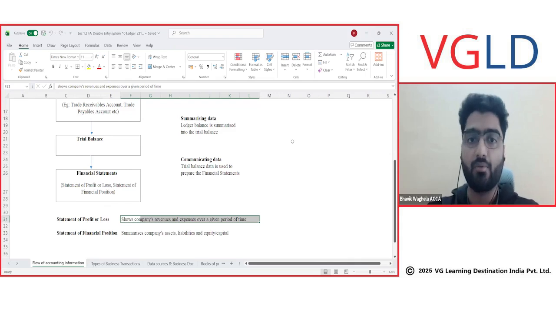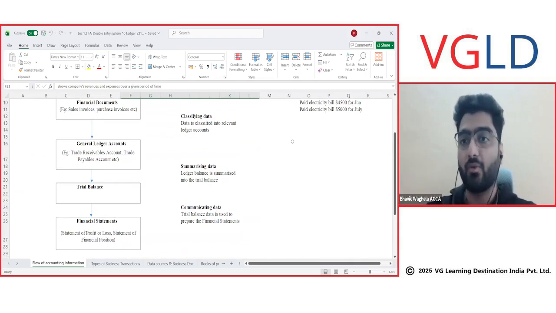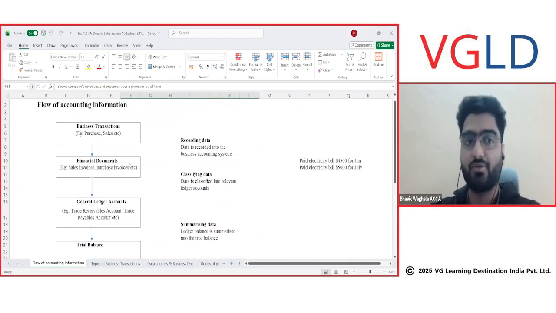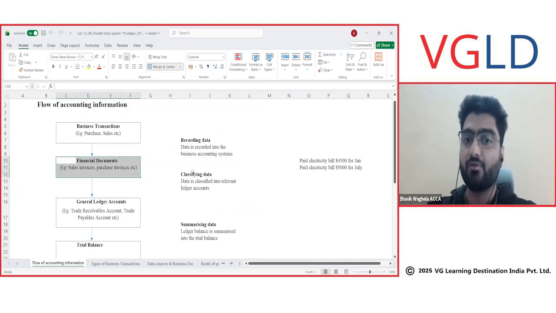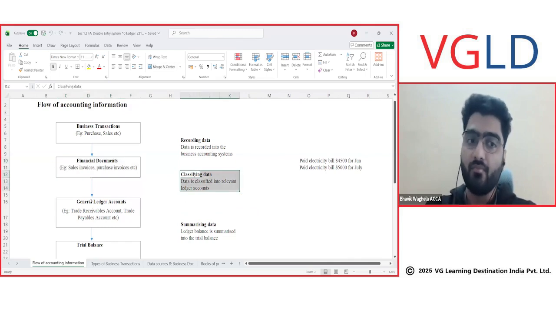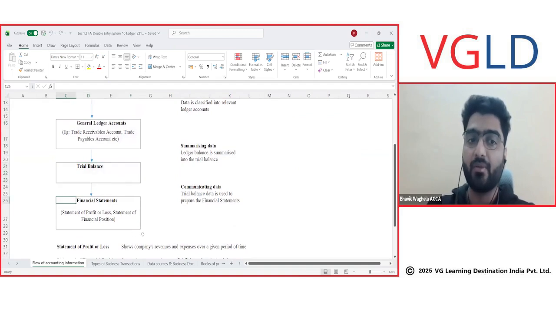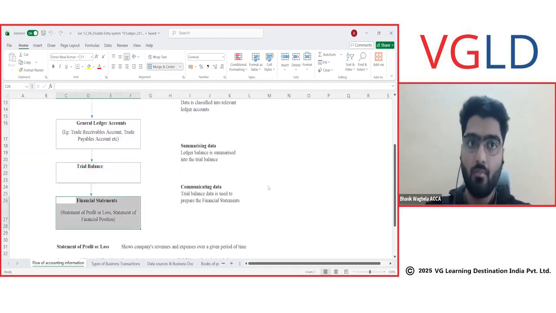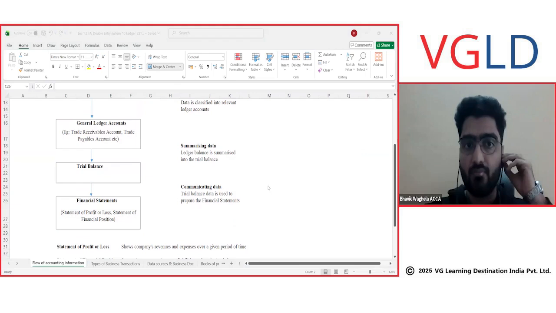So everyone understood the flow of accounting information? How is the accounting information entered into the accounting records? We enter into a transaction, and we get financial documents. On the basis of these financial documents, we classify data into the relevant ledger accounts. These general ledger accounts are then posted to the trial balance. With the help of the trial balance, we then prepare the financial statements. I hope everyone is clear so far. Yes, sir. Any questions?